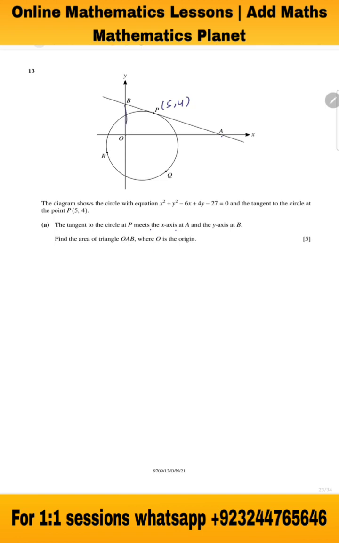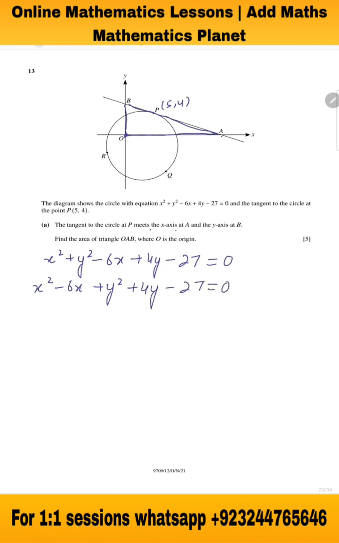So we need to find the area of this triangle. To find it, we should know the center point, which is the center of the circle. We are given the equation of the circle and we can calculate its center. So it is x² + y² − 6x + 4y − 27 = 0, so it would be x² − 6x + y² + 4y − 27 = 0.